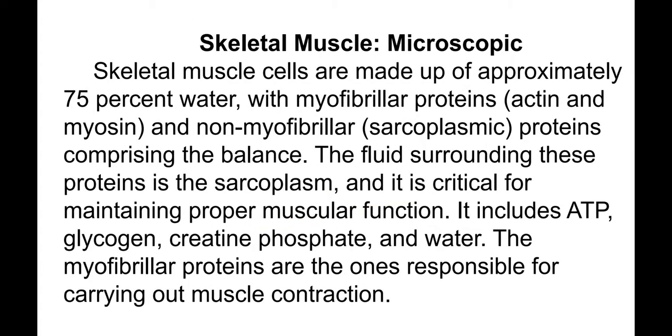So let's go to the microscopic scale. Skeletal muscle cells are made up of approximately 70% water, with myofibrillar proteins, of which there are two types, actin and myosin, and non-myofibrillar proteins, which are sarcoplasmic proteins, comprising the balance. The fluid surrounding these proteins is sarcoplasm, and it is critical for maintaining proper muscular function. It includes molecules of ATP, glycogen, creatine, phosphate, and water. The myofibrillar proteins are the ones responsible for carrying out muscular contraction.